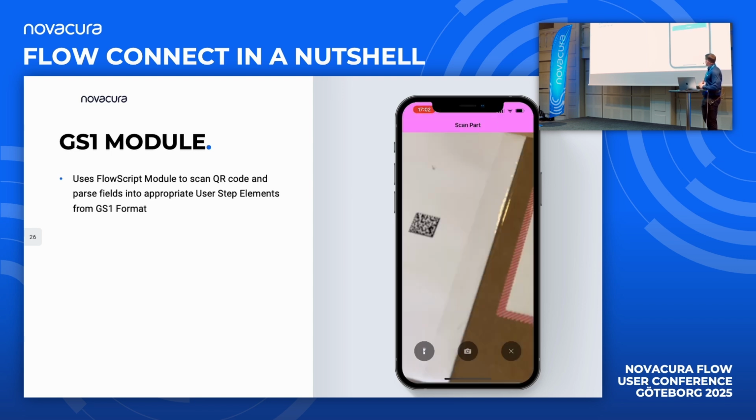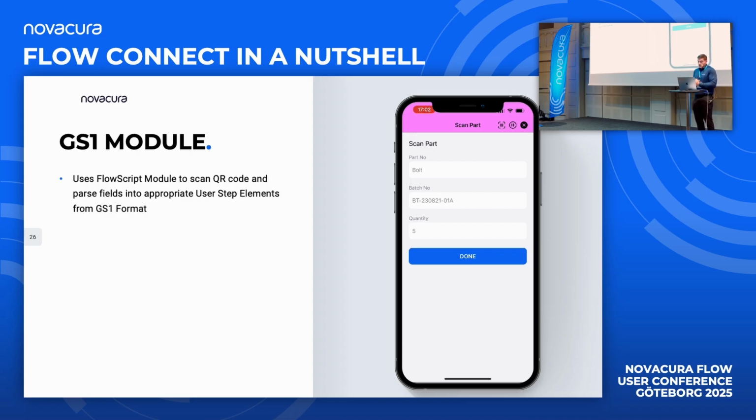And from a scan, I can take a QR code, and it will auto-parse that information directly in the client, right? So again, using a FlowScript module now allows you to execute that code across many different applications. I think GS1 is a really good standard that gets used quite a bit, and we may want to be able to execute that in all of our applications.